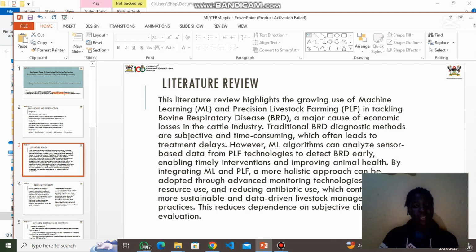So by integrating machine learning and precision livestock farming, a more holistic approach can be adopted through advanced monitoring technologies, thus optimizing and reducing antibiotic use, which contributes to more sustainable and data-driven livestock management practices.